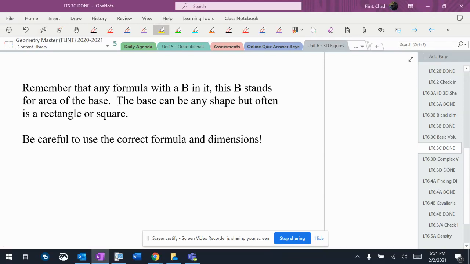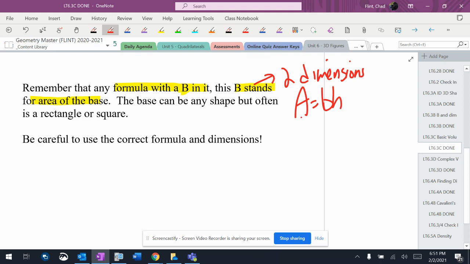Okay, so last couple pieces of advice here. Remember that a formula with a B in it. The B stands for area of the base. That means two dimensions, and it usually means area equals base times height.